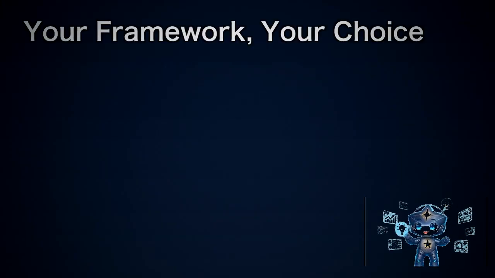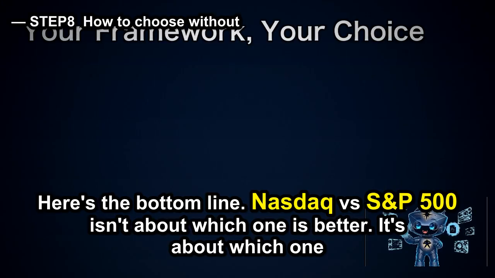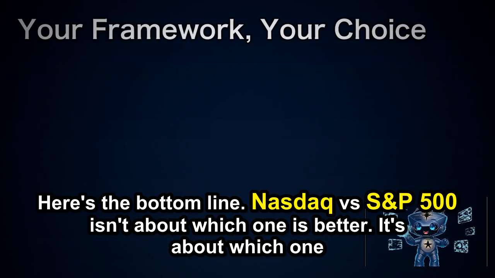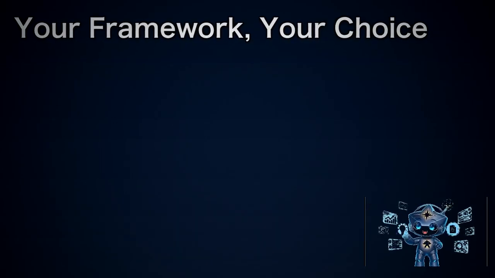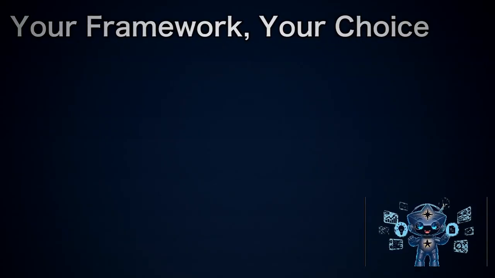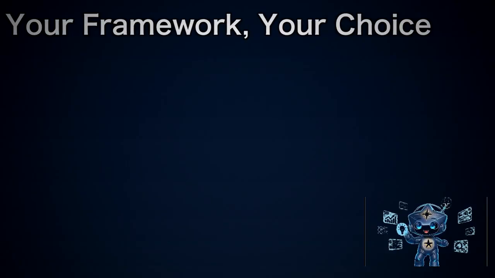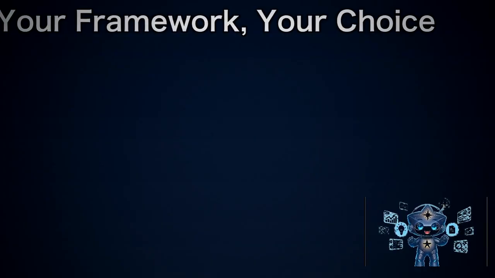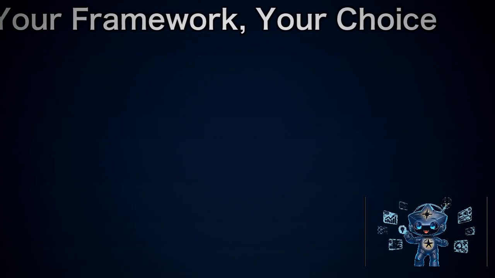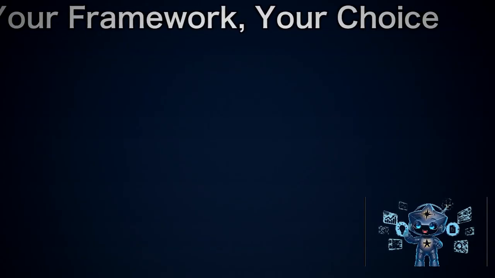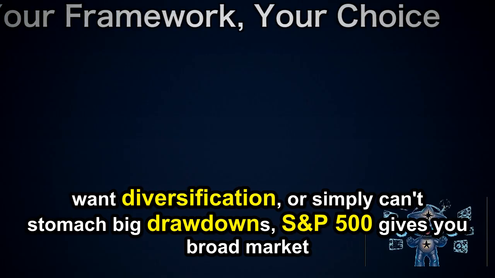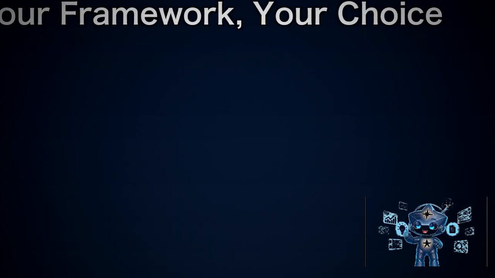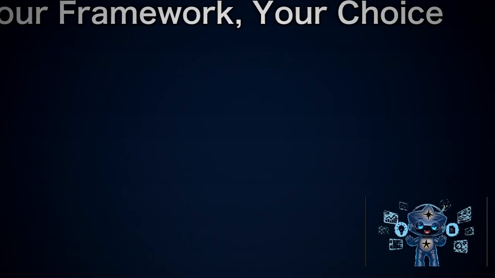Here's the bottom line. Nasdaq versus S&P 500 isn't about which one is better. It's about which one fits your situation, your risk tolerance, your time horizon, your philosophy, and your life stage. If you're young, have stable income, can handle volatility, and believe in tech-driven growth, Nasdaq gives you concentrated exposure to the future. If you're older, need stability, want diversification, or simply can't stomach big drawdowns, S&P 500 gives you broad market participation with lower risk. And for most people, the smartest move is holding both, with the allocation based on where you are in life.